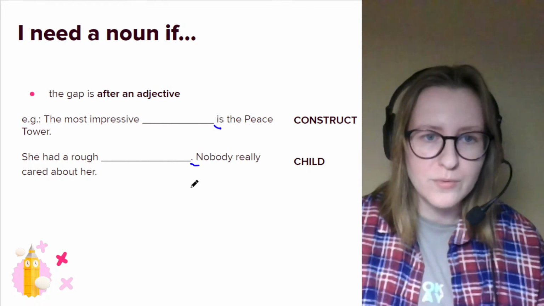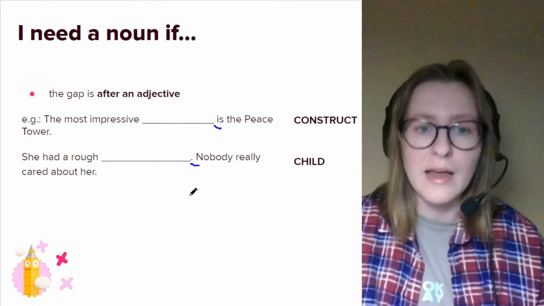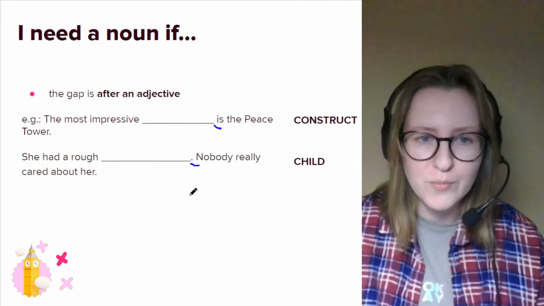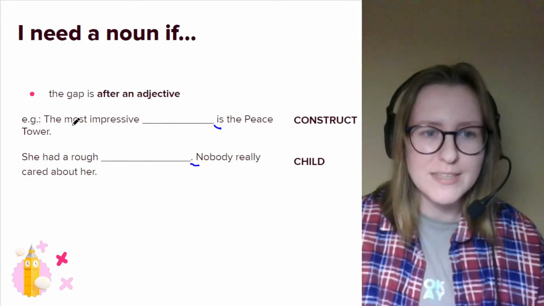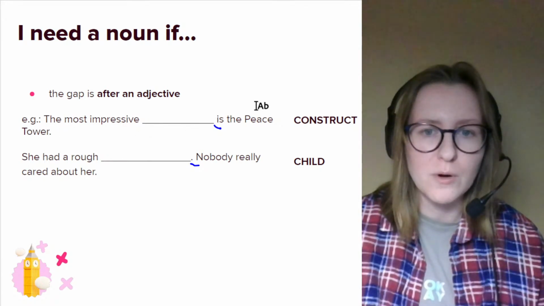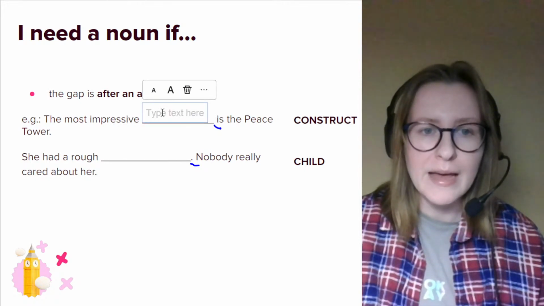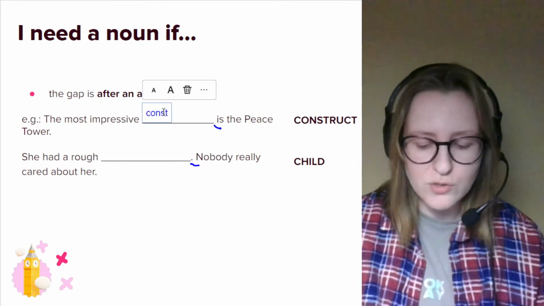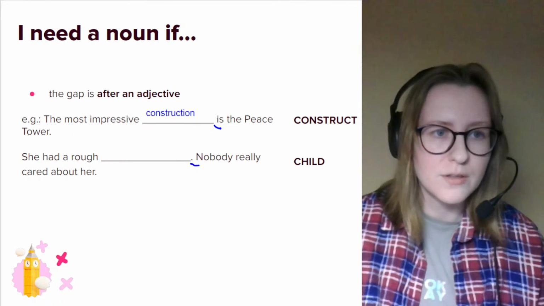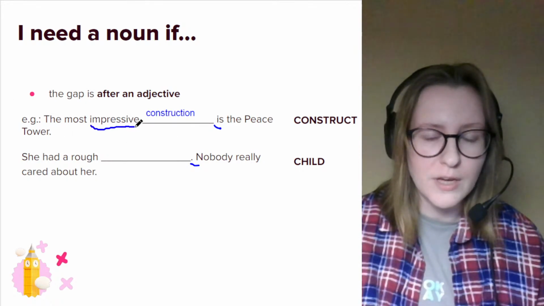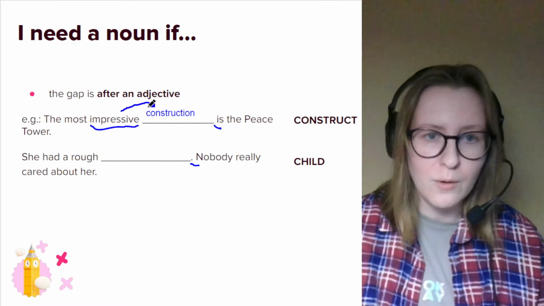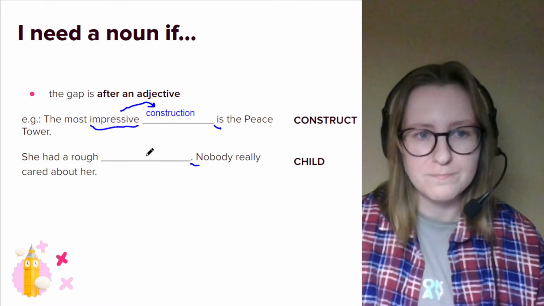If our gap is after an adjective, then we need a noun, because an adjective does what? It always describes a noun, right? So let's have a look at examples. The most impressive is the Peace Tower. We have the word construct. A noun from that is construction, right? We have an adjective, the adjective impressive, right? And that adjective describes our noun, construction.